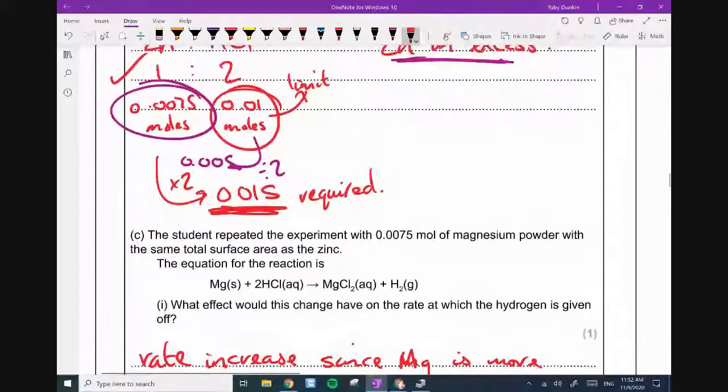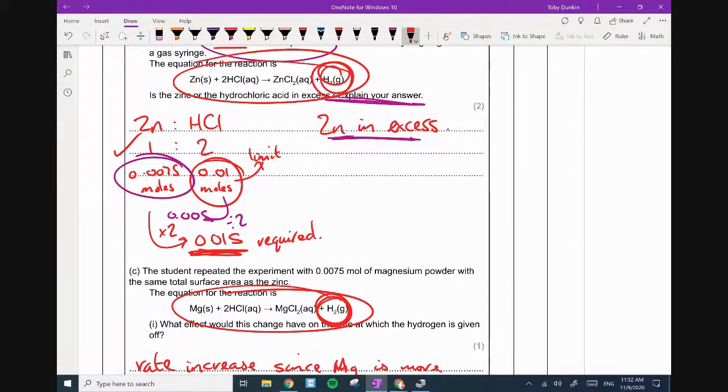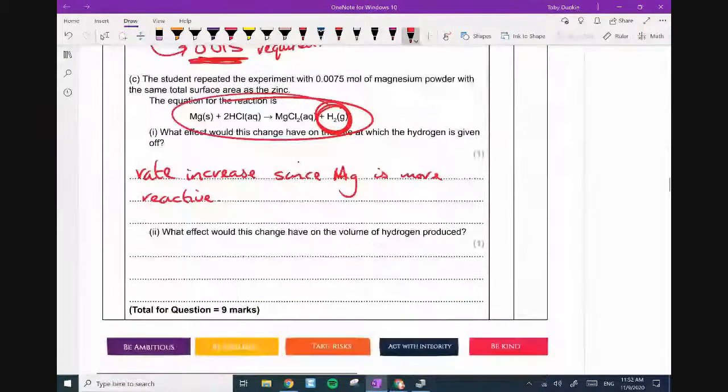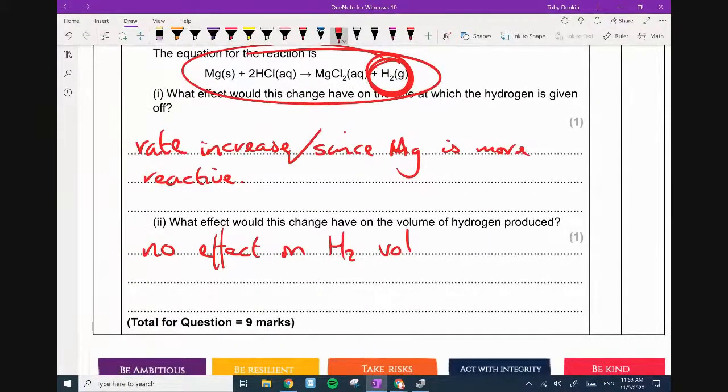However, if you look at the equations, they are identical. What that means is the hydrogen gas being made is going to be exactly the same. So no effect on H2 volume. Now if you just simply said, rate increase, you gain the mark, and no effect, 1 mark.